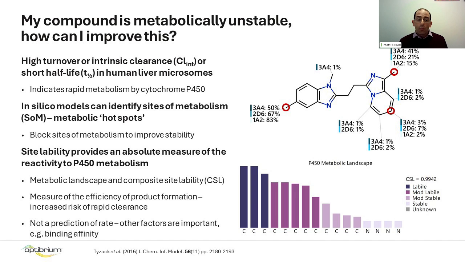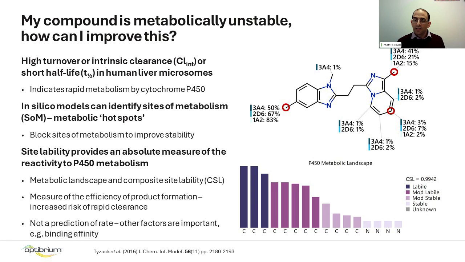And if we observe this, we can use in silico models to help guide the optimization of compounds to improve their metabolic stability. So, for example, in silico models can identify the sites of metabolism, otherwise frequently known as metabolic hotspots, and give us guidance on where we need to block that metabolism to improve stability. And if we look here on the right-hand side, we can see the predicted regioselectivity of metabolism by the major isoforms responsible for metabolism of this compound.